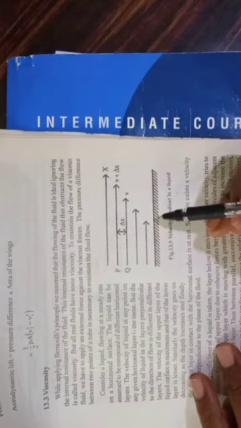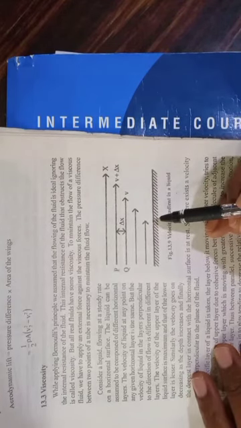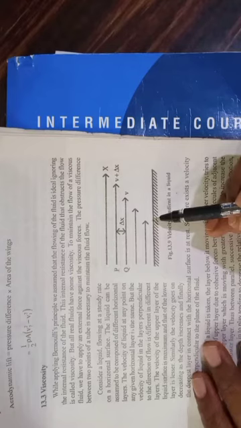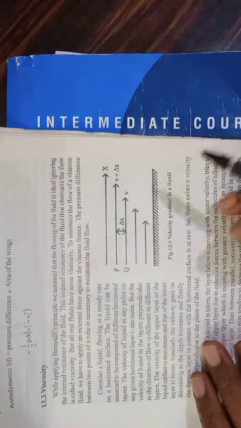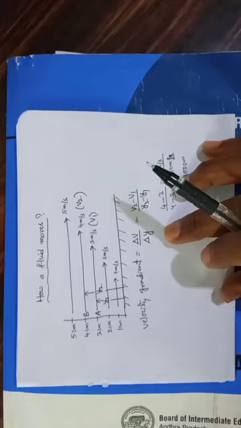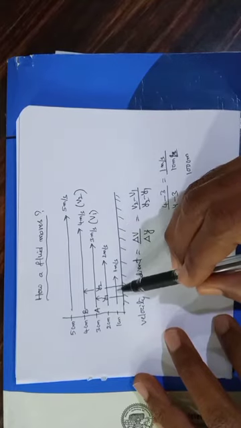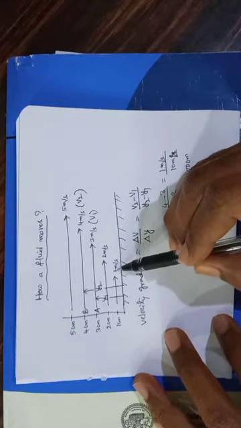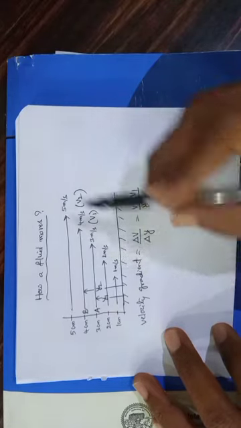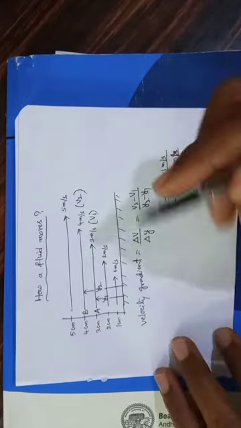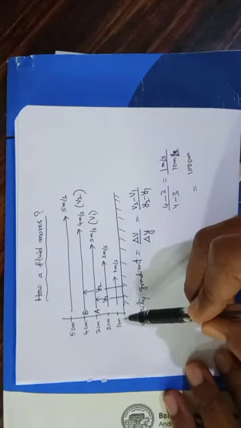So here we define a physical quantity called velocity gradient. Velocity gradient means change in velocity with height or distance. Suppose this is the earth surface, this layer is moving with 1 meter per second, this 2, 3, 4, 5. Like this the velocity is gradually increasing. Now the height of the layers is shown here.